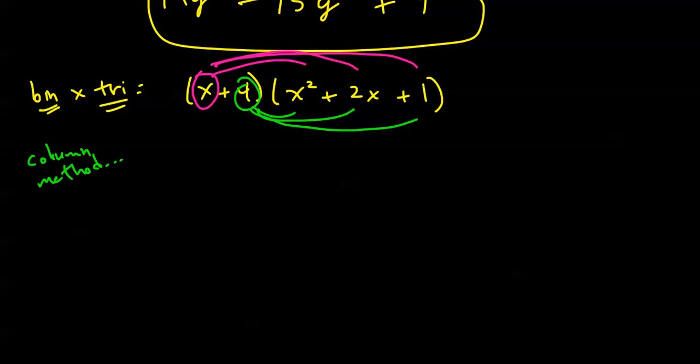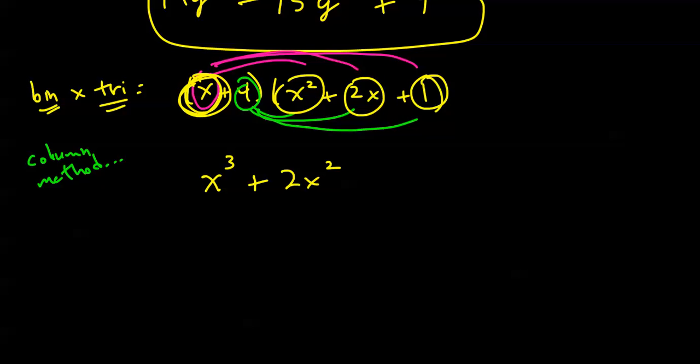Basically, I arrange like terms in like term columns. For example, x times x squared, that's x cubed. I'll make an x cubed column. And similarly, x times 2x is 2x squared, positive. And then x times 1 is 1x, or just x. Alright, so I'll make an x cubed column, an x squared column, and an x column, and then I'll arrange my terms in like columns as needed.